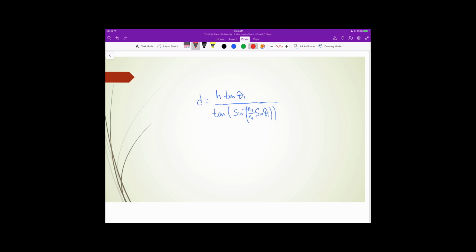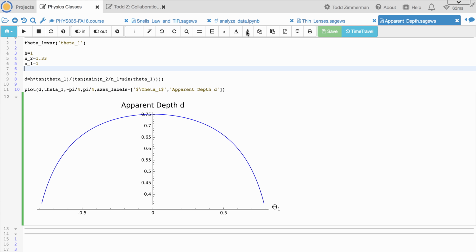Now, I will admit it doesn't look very helpful right off the bat. What I'm going to do is go into CoCalc and actually plot this and see what we see in that situation. So what I've done is typed in my equation for d that I just derived, and then I plotted it. And so here you can see the curve. Theta equals 0 corresponds to looking straight down. Looking straight down, the apparent depth is going to be somewhere about 0.75, where I've set my actual depth to be 1 unit, 1 meter, 1 foot, whatever units we're using.